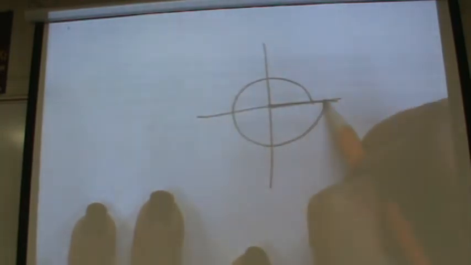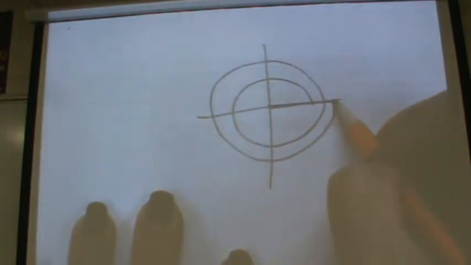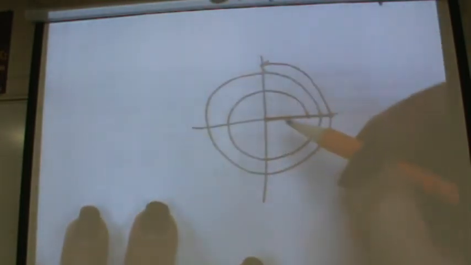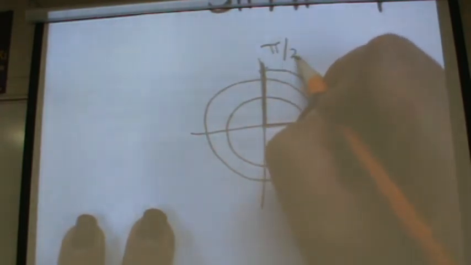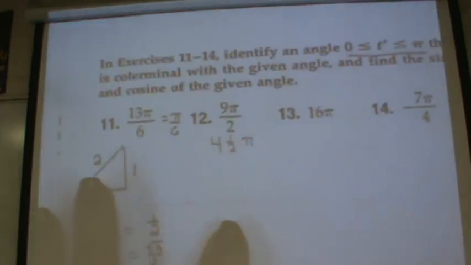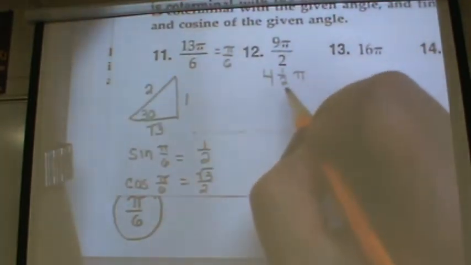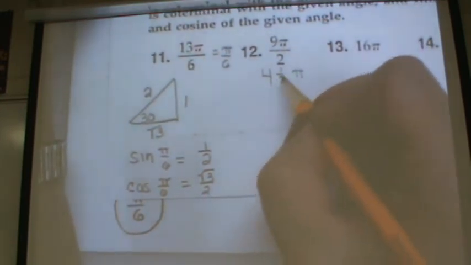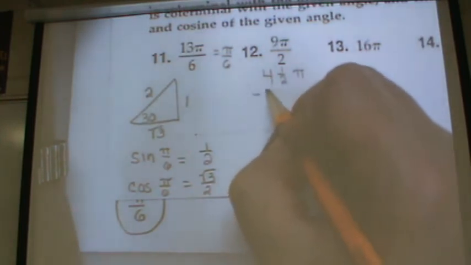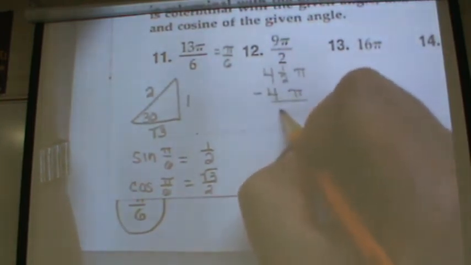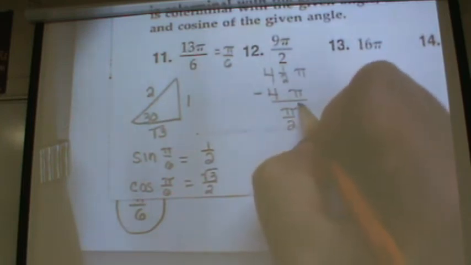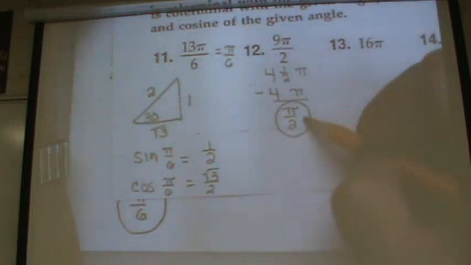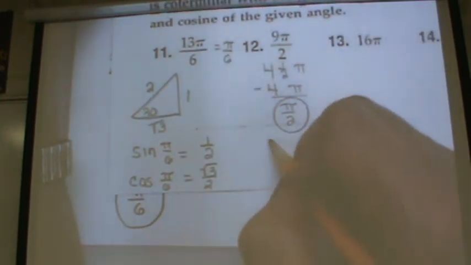So what happened, this angle, this is what it did. It started here, and it went, there's 2 pi, there's 4 pi, it's right there. Where is this angle really? It's pi over 2. So what you have to do is you have to find a coterminal angle first and foremost that is between 0 and pi. So if this is really 4.5 pi, if we remove 4 pi, what's left? Pi over 2.